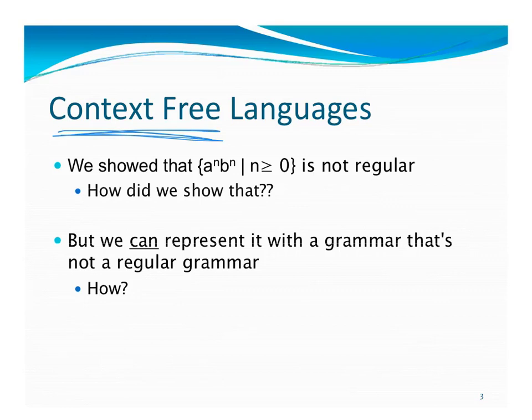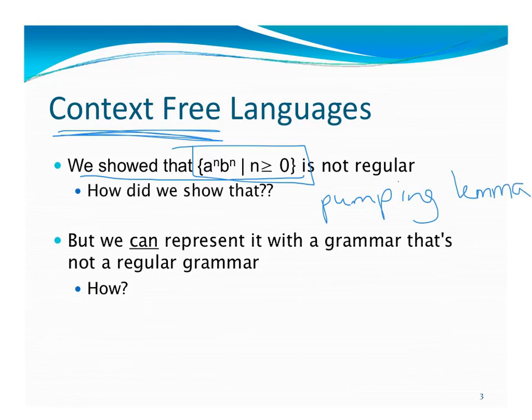Okay, so just to review, we've already shown that some languages, for example, a to the n, b to the n, where n is greater than or equal to 0, is not regular. How did we show that? We used the pumping lemma, right? Well, actually, what we did was a proof by contradiction that took advantage of the pumping lemma to help us find a contradiction, right?